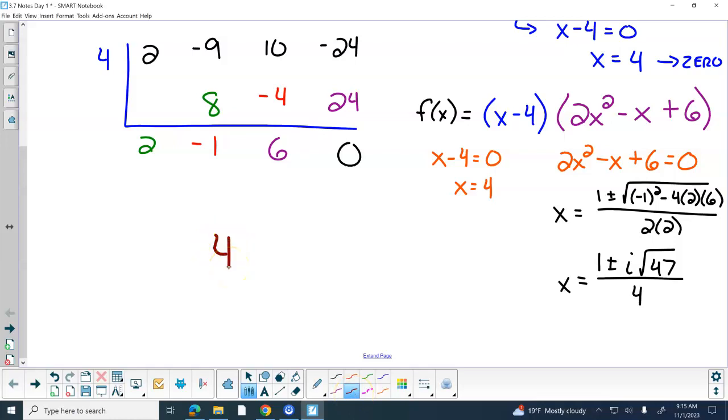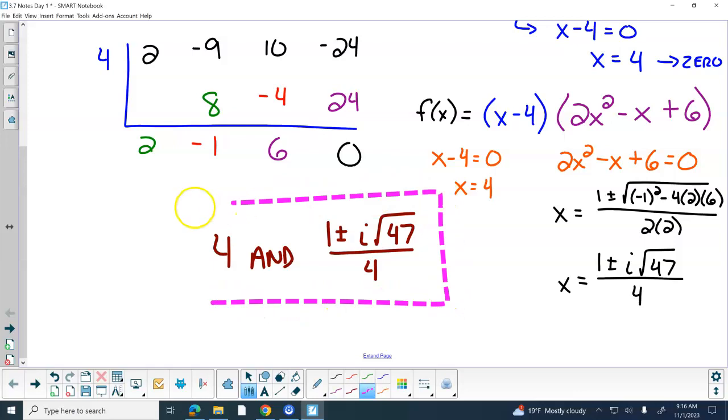Did you get the same answer? No. Okay, so do me a favor. Plug yours back in. Plug one of your answers, not 4, because 4 is going to work, back into the original function, and if you get 0, you're right and I'm wrong. There are times when I am wrong. Okay? Good?